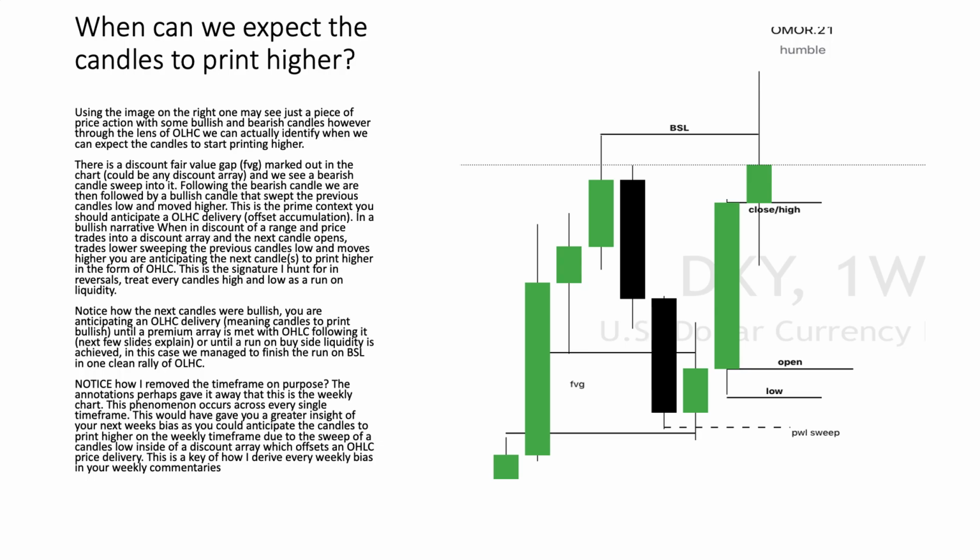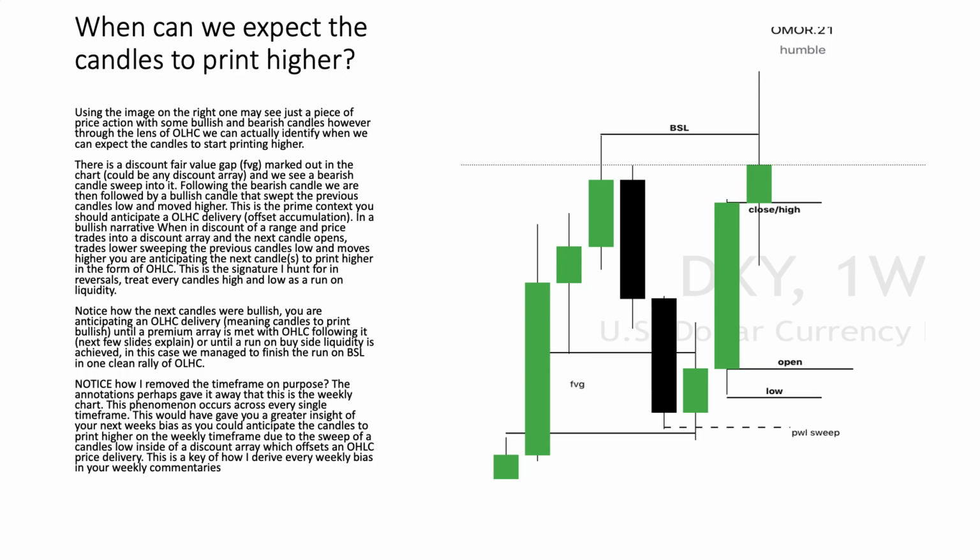So in a bullish narrative, when in a discount of a range and price trades into a discount array and the next candle opens, trades lower, sweeping the previous candle's low and moves higher, you're anticipating the next candle or candles to print higher in the form of open, low, high, close, right? This is the signature I hunt for in reversals. Treat every candle's high and low as a run on liquidity, as we've stated before. Notice how the next candles were bullish.